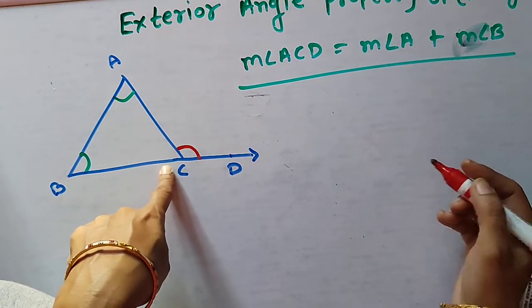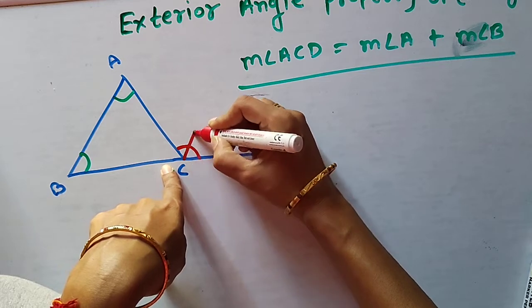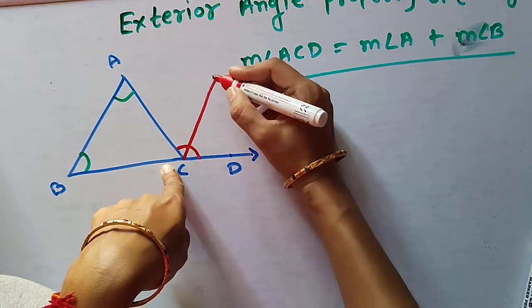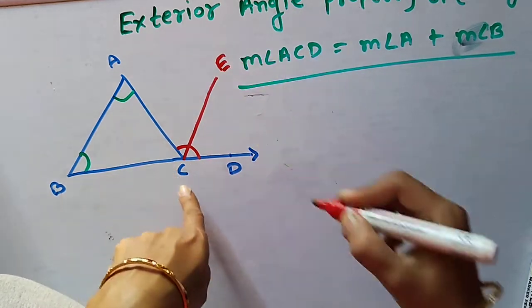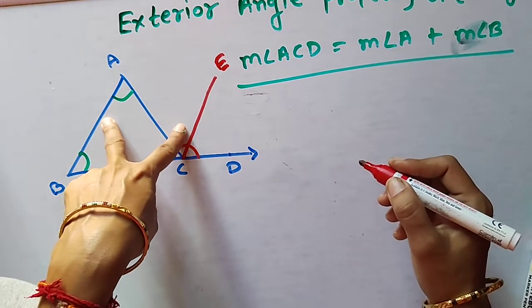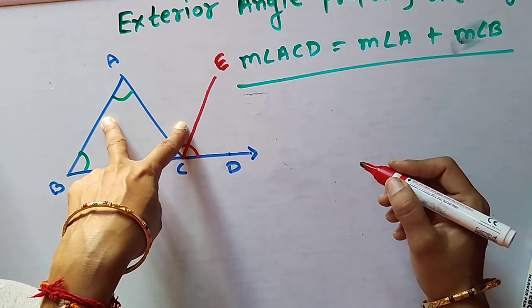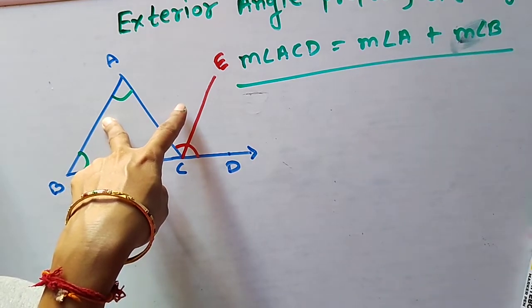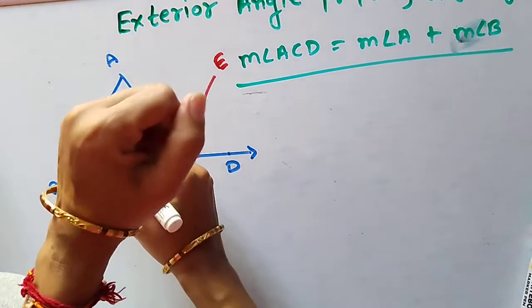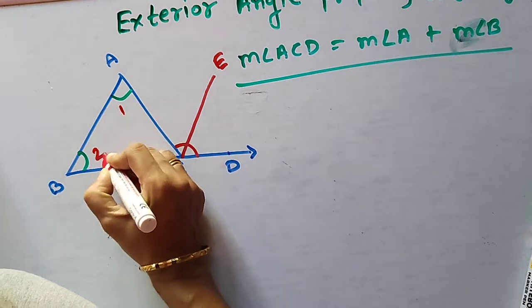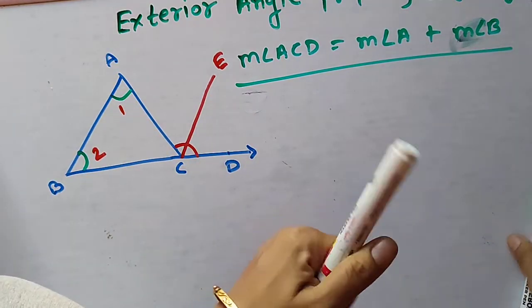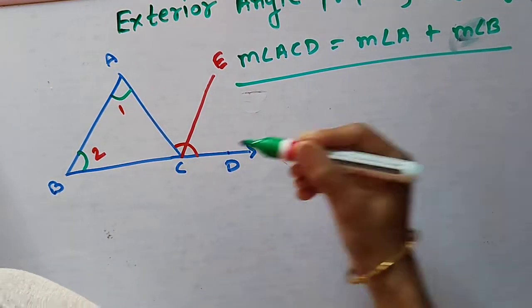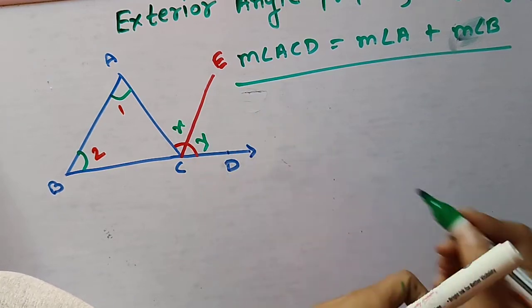So you take this point C, and from point C we draw one parallel line, CE. Now these two lines are parallel to each other. Now, step: this is angle 1, this is angle 2, this angle is X and this is angle Y.